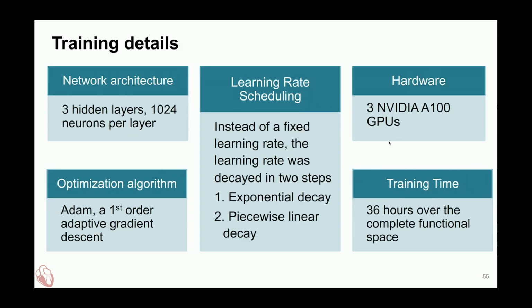Now, in terms of some details, it's only 3 hidden layers, 1024 wide, so it's not a very complicated network, using the Adam first-order adaptive gradient. And basically some of these other details: we have an adaptive learning rate. It's trained over 3 A100 GPUs. And this first early version took about 36 hours to train, and we got it down later on to about 50 minutes with a number of improvements.